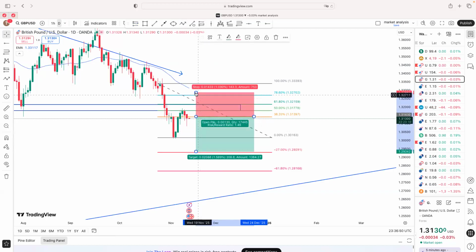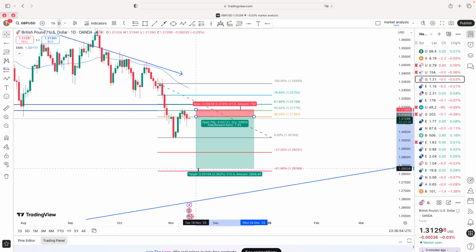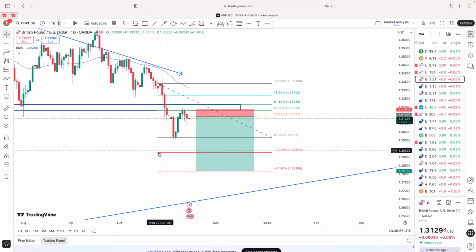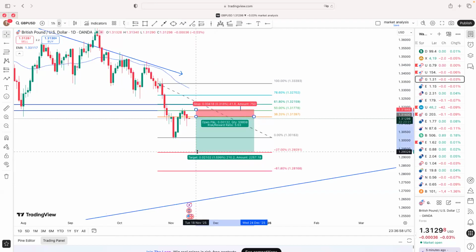This is your first TP. This one. This is your second TP. So the first TP is 1.29328. This is the first TP. Don't say I didn't tell you.